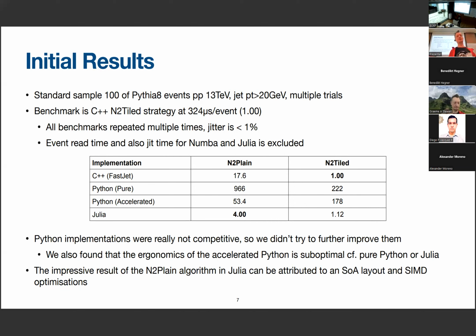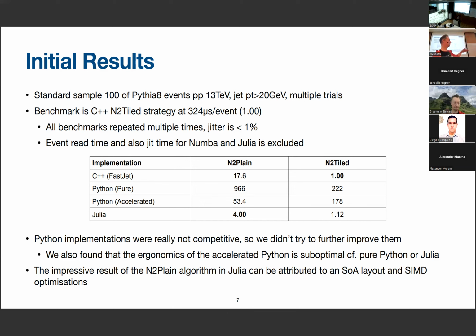Yeah, the Python implementations were not competitive. I'm not claiming that you couldn't do better. I mean, probably you could, but starting from here, the idea that you would get it down to where Julia and C++ are is quite fanciful. Okay, and the comment is also that the ergonomics of the accelerated Python were painful, honestly.